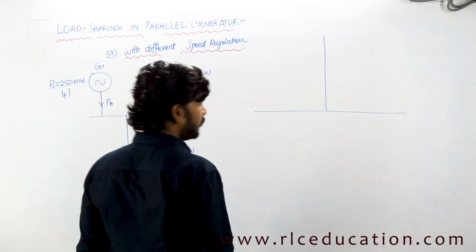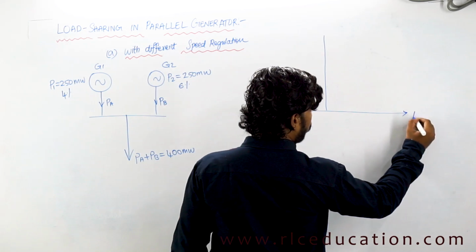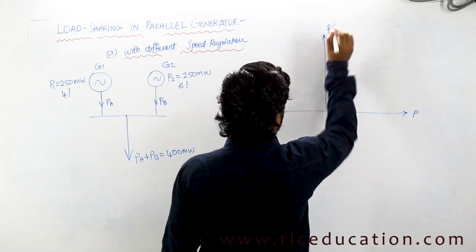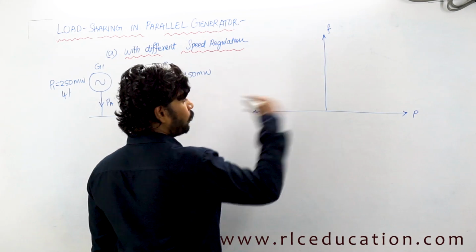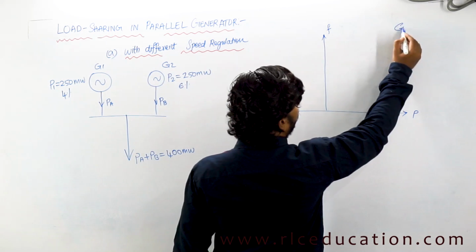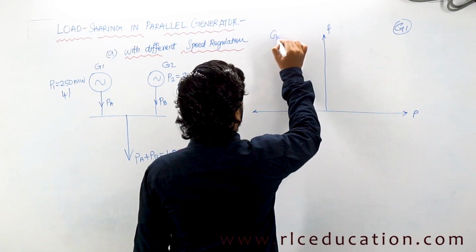So there is a graph like this. On the x-axis I am going to take the power, and on the y-axis I will take the frequency. Because these both generators are operating in parallel, I will take them back to back only. Let us say this side I will take for generator 1 and this area for generator 2.